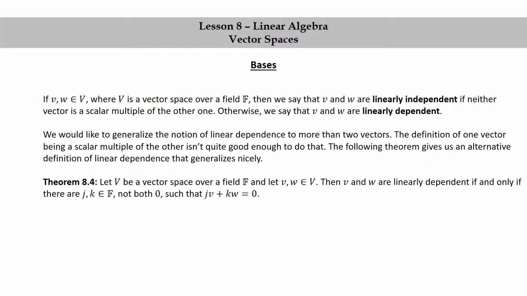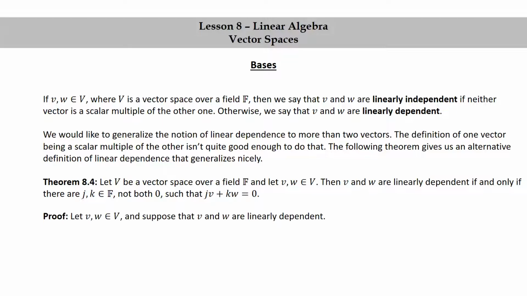Theorem 8.4. Let V be a vector space over a field F and let v and w be in V. Then v and w are linearly dependent if and only if there are j and k in F, not both 0, such that jv plus kw is equal to 0.